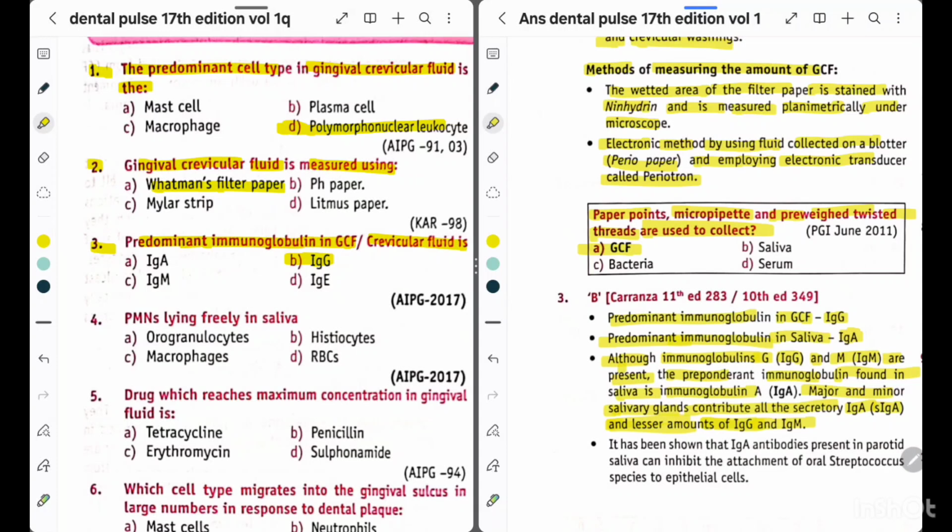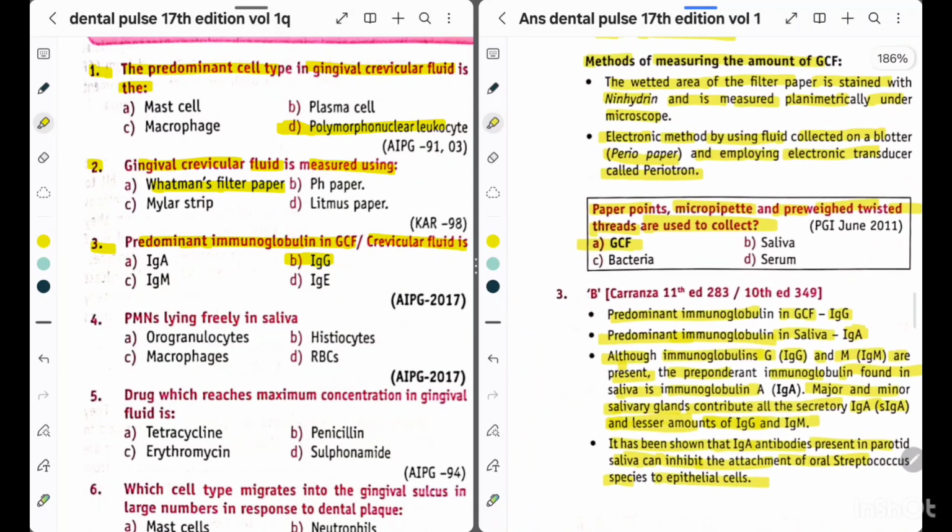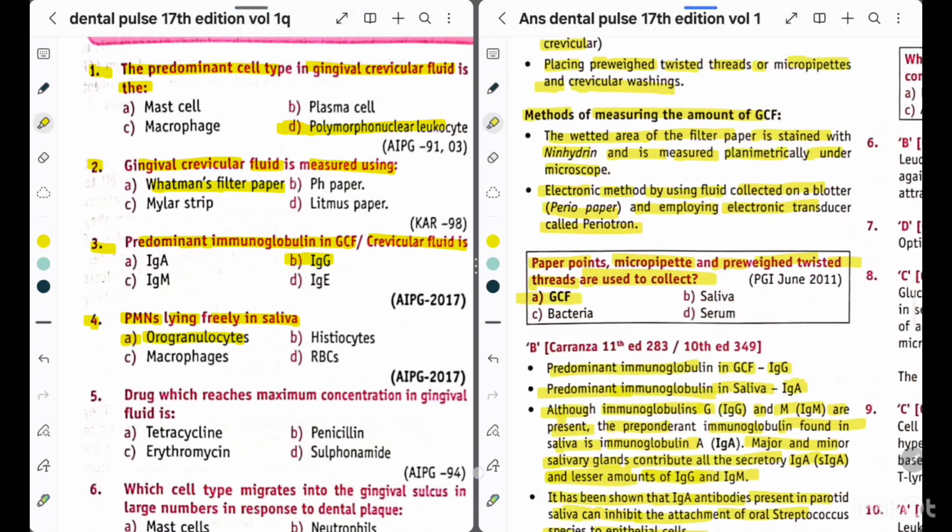It has been shown that IgA antibodies present in parotid saliva can inhibit the attachment of oral Streptococcus species to epithelial cells. Now question 4. PMNs lying freely in saliva are... So the answer is option A, orogranulocytes.